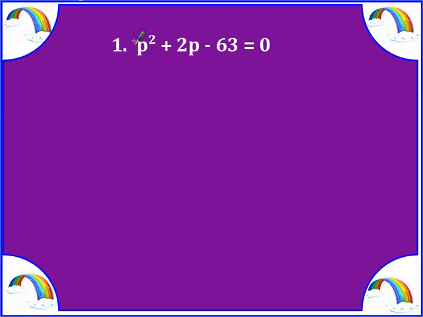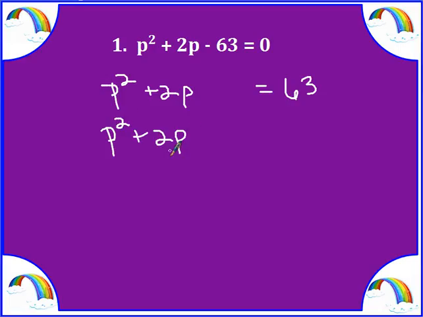So first we see that our a is 1, so we're good, but now we need to move this -63 over. P squared plus 2p. I'm going to go ahead and leave space here. That gives me 63. I am going to take half of my b and square it. Half of 2 is 1, squared is 1. I add 1 to the left, I had to add 1 to the right, so that gives me 64.